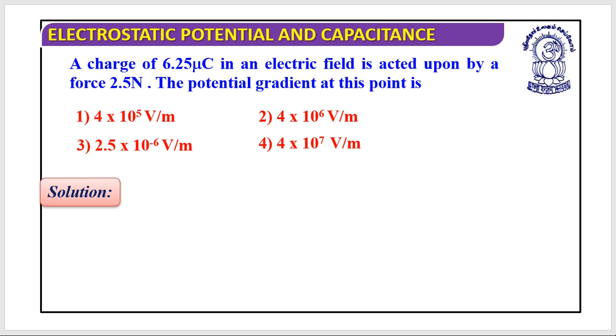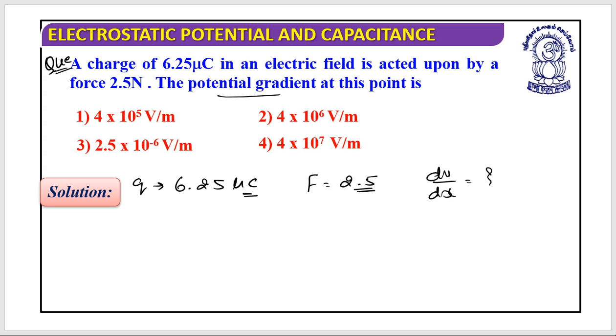What is given and what have they asked? Go through this, but do it quick. What they have given is a charge of 6.25 microcoulomb. So charge is given, it is 6.25 microcoulomb, in an electric field, acted upon by a force F equals 2.5. What do you need to find out? You need to find out the potential gradient. It is dV by dx that is required.